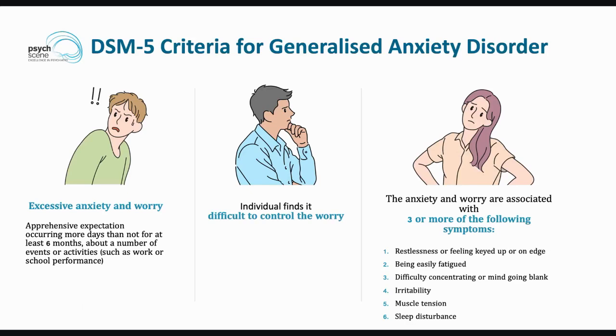So the individual has an apprehensive expectation occurring more days than not for at least 6 months about a number of events or activities such as work performance or at school, for example. Secondly, the individual finds it difficult to control the worry. Thirdly, the anxiety and worry are often associated with some additional symptoms, and according to the DSM-5, at least 3 or more of the following symptoms.